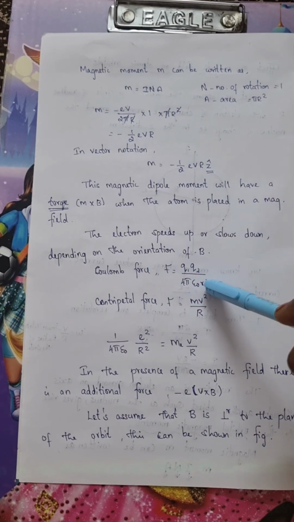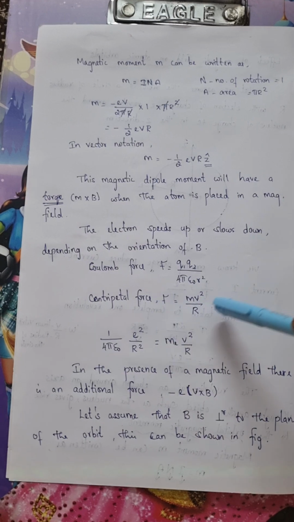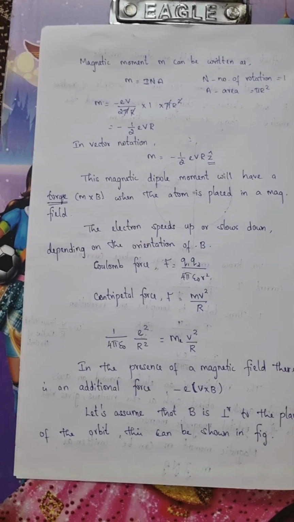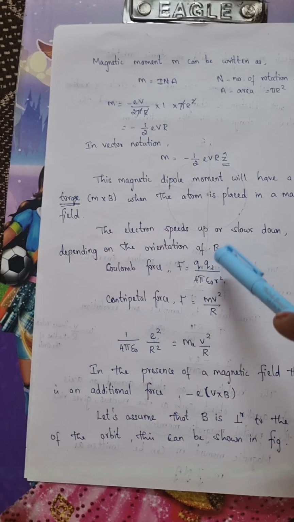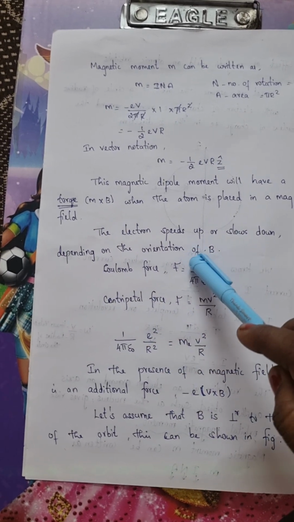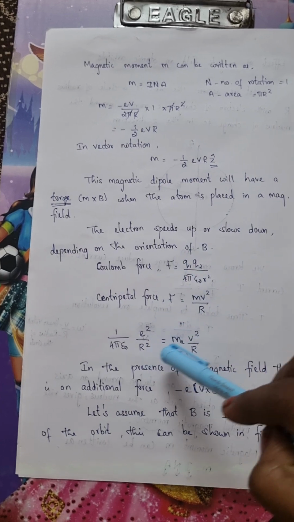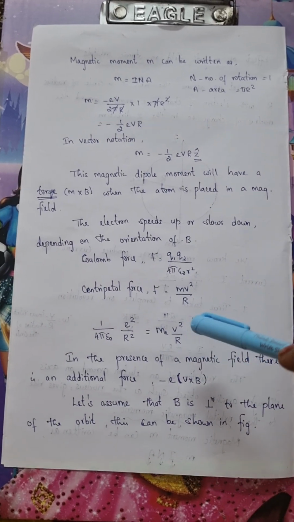Here the Coulomb force is F equals Q1 Q2 by 4 pi epsilon 0 r square, and the centripetal force is m v square by r. So we equate these two equations. We write 1 by 4 pi epsilon 0, and the charges Q1 Q2 give e square. So e square by r square equals m v square by r.